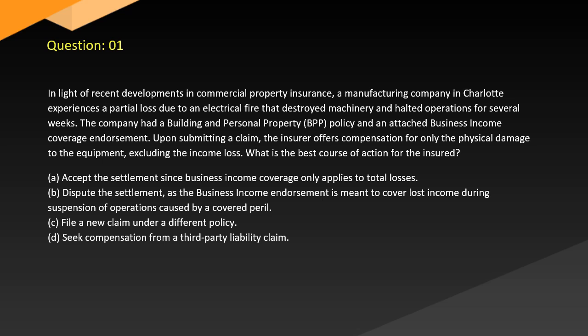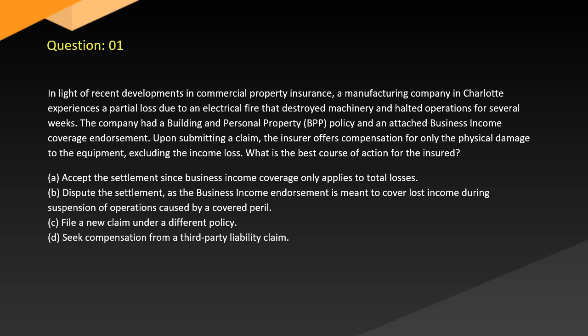Question 1. In light of recent developments in commercial property insurance, a manufacturing company in Charlotte experiences a partial loss due to an electrical fire that destroyed machinery and halted operations for several weeks. The company had a building and personal property (BPP) policy and an attached business income coverage endorsement. Upon submitting a claim, the insurer offers compensation for only the physical damage to the equipment.